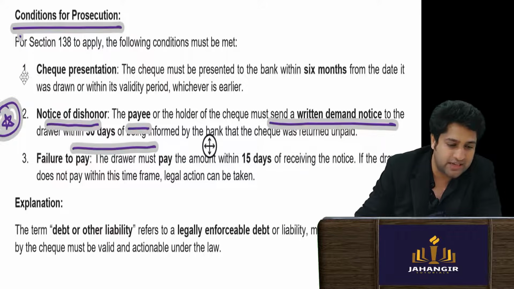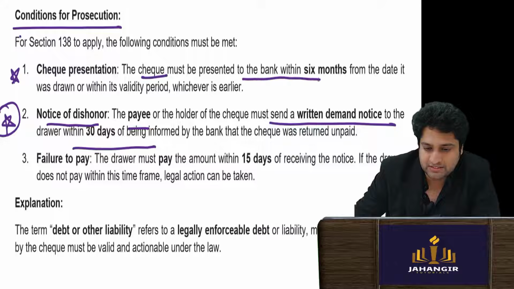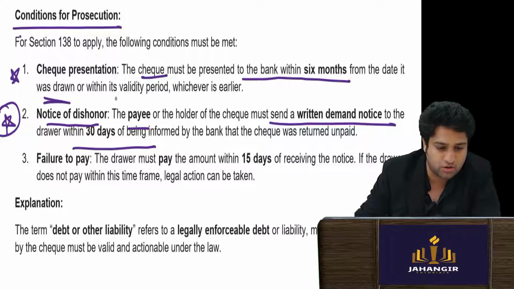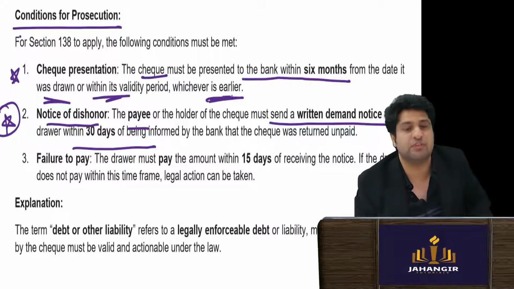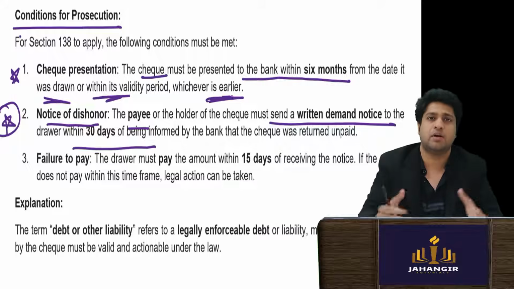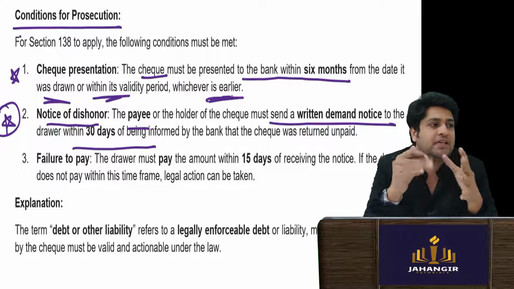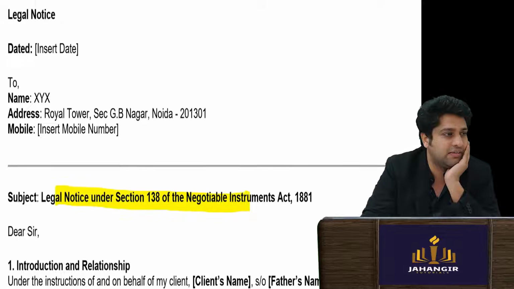And not only that, the check must be presented to the bank within 6 months from the date it has been drawn, or within its validity period, whichever is earlier. So within 6 months I need to present it to the bank, and ask why it has been bounced, etc. That also needs to be done. So these are timelines which you don't need to learn, but they are about the legal notice.